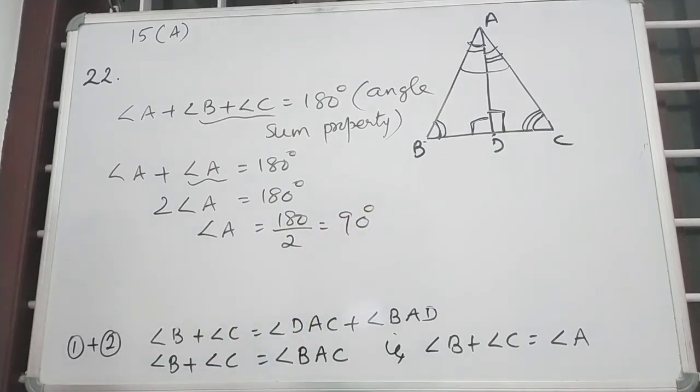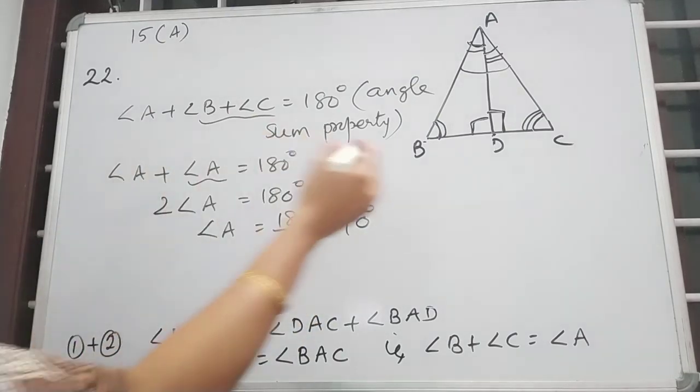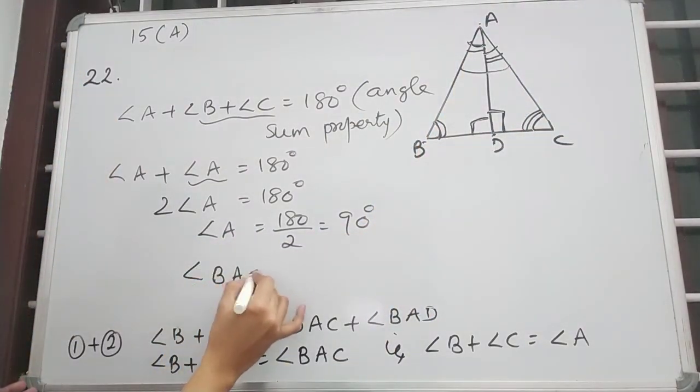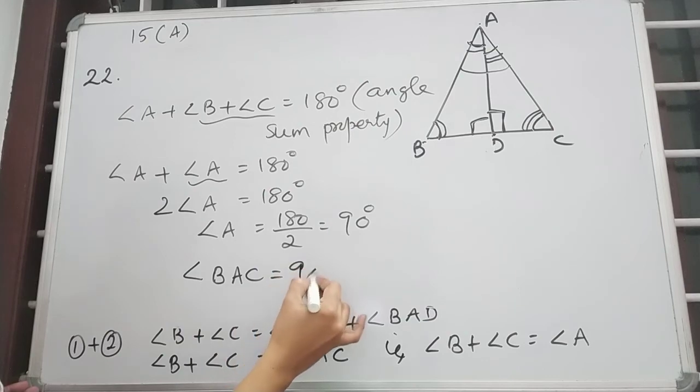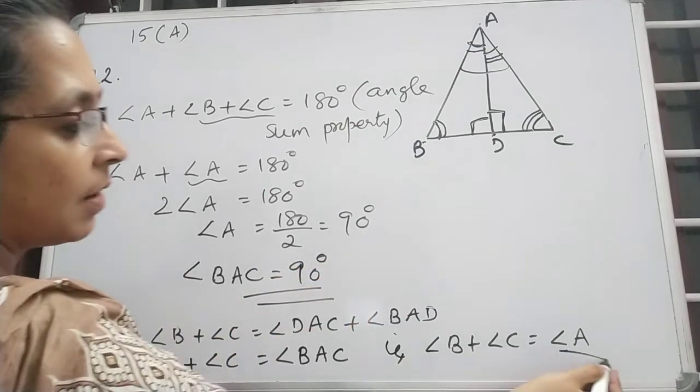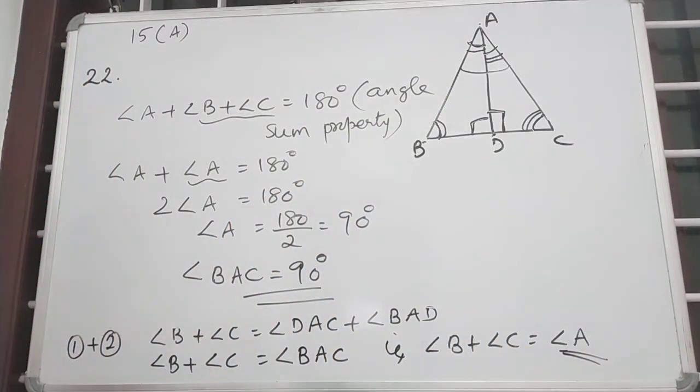What is that angle A? Angle A means angle BAC. So angle BAC is equal to 90 degrees. Without changing this angle A, you can directly write also angle BAC is equal to 90 degrees. That only we want to find out. Thank you.